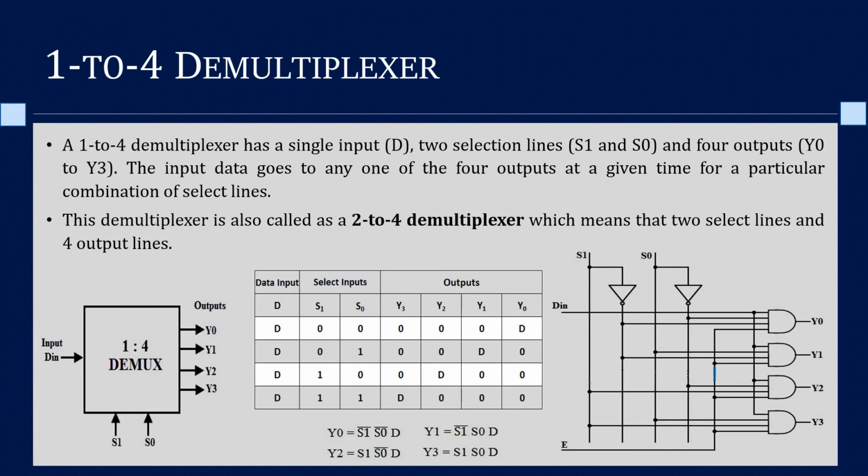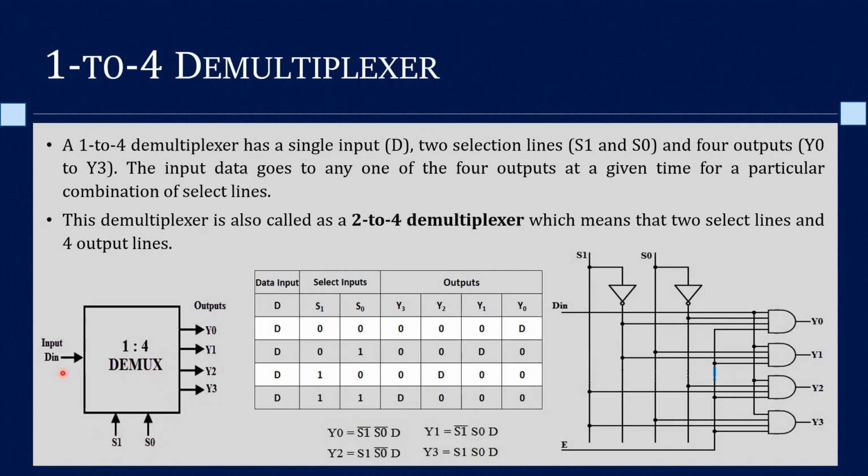The 1 to 4 demultiplexer. As we know, it consists of a single input line with four output lines. 1 to 4 means one input line with four output lines. So it has a single input, two selection lines, and four output lines.